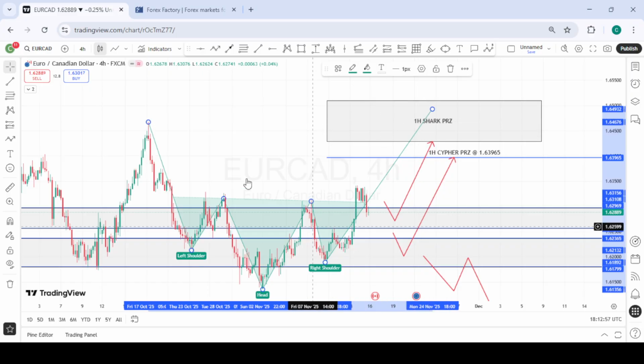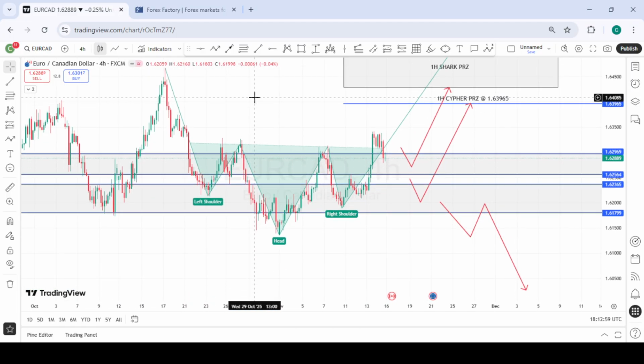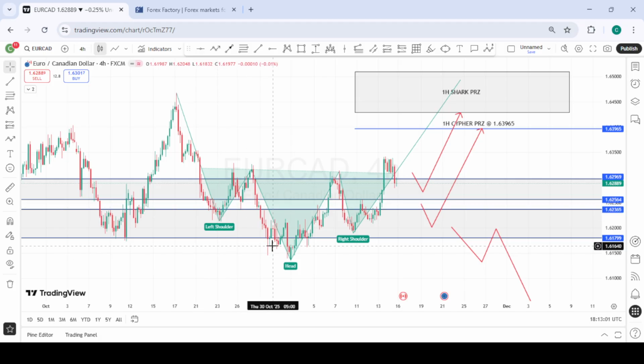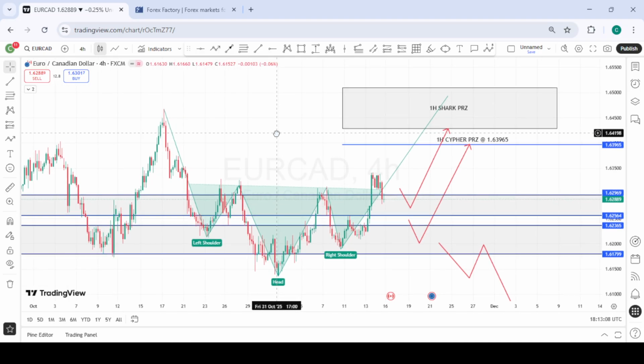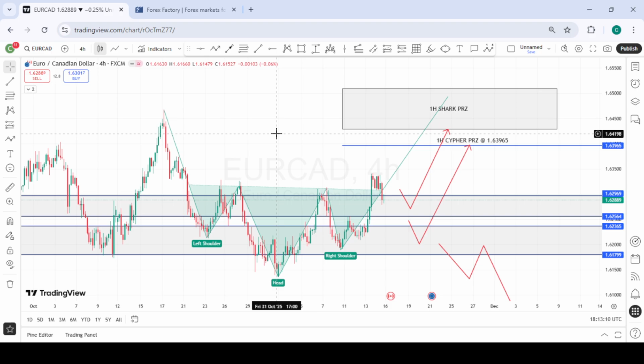So this is actually an inverse head and shoulder formation we should be looking out for. This is our left shoulder, the head, the right shoulder, and now we are retesting the neckline for us to get an opportunity to the upside. So let's be on the lookout for this trade. And as I said earlier, for GBP, the CAD CPI news might be a catalyst for this move to the upside.